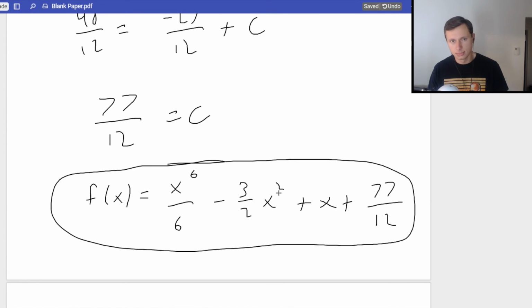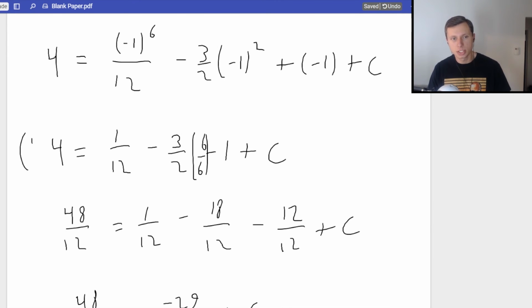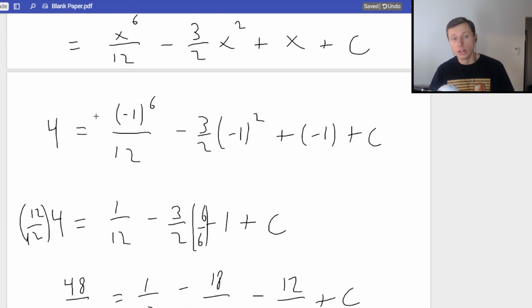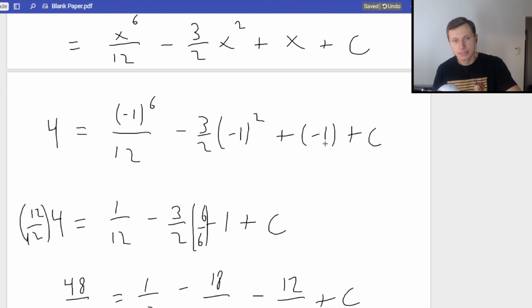How'd you get 48 over 12? That's because at this step, I asked myself what's the common denominator, and 12 times 4 is 48. Oh, so what were you trying to get the common denominator between? I was trying to get a common denominator between all of my terms: 4, -1 to the 6th over 12, 3 halves times -1 squared, and -1. The biggest common denominator would be 12. So then you multiplied everything by that.